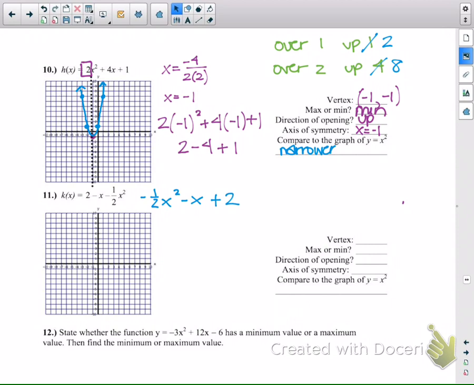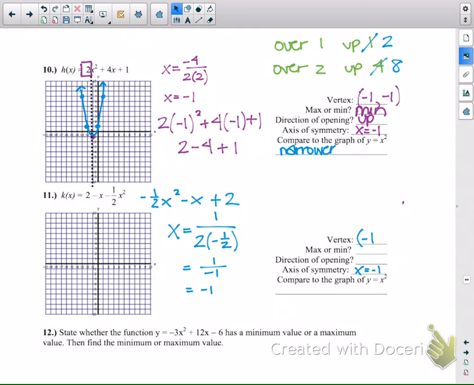And the first thing we always find on all of these is the vertex, so we would do x equals, what's negative b going to be? +1 over 2 times a, which is -1/2. So this gives me 1 over -1, or an x value of -1, which is 2 different things for us. It is our x point of our vertex. It is also what? Axis of symmetry.